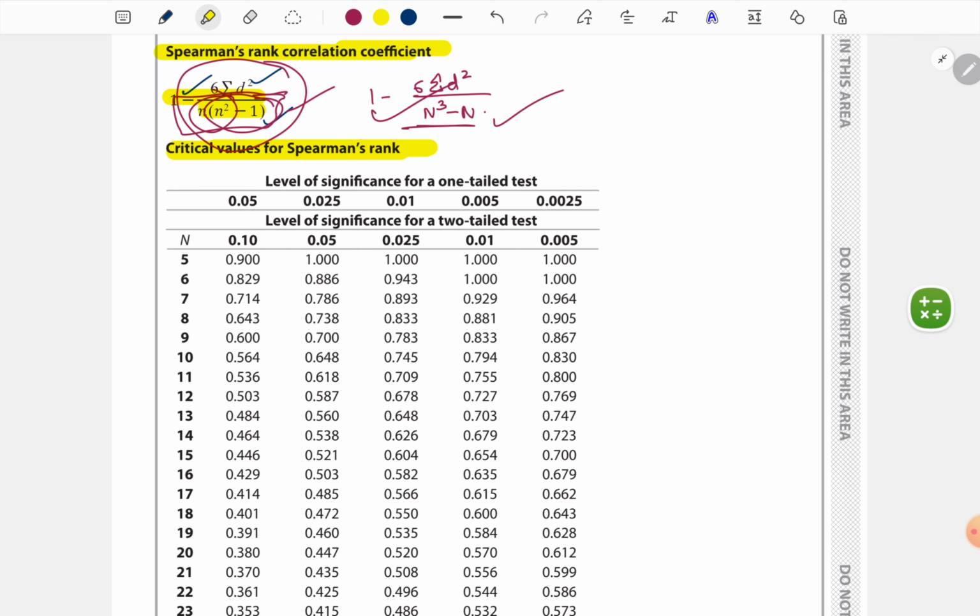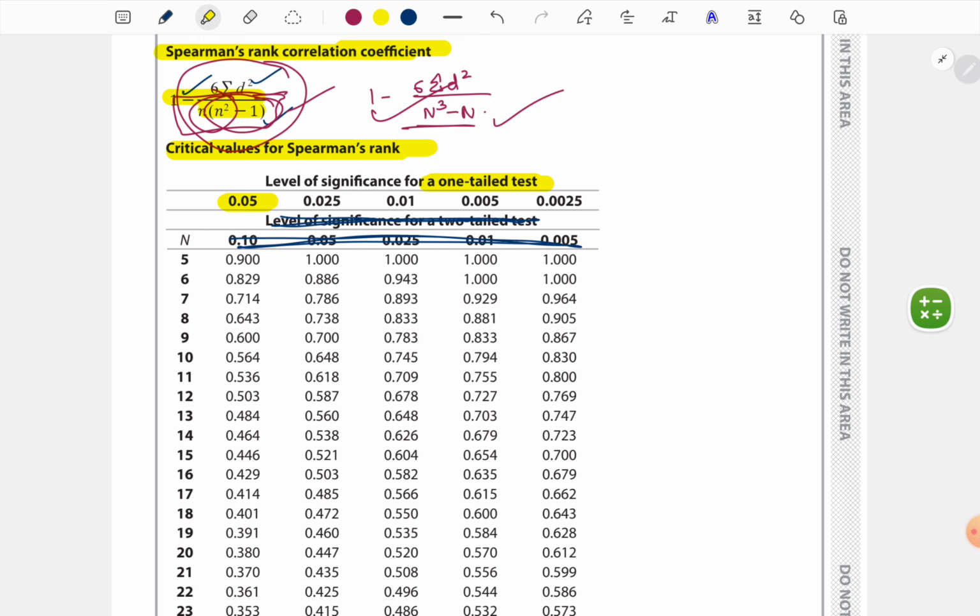Next is you look at your hypothesis, whether it's one-tailed or two-tailed. According to that, look at the significance level. Right now we are looking at one-tailed, so I am going to look under one-tailed for 0.05. I just need to ignore whatever is given under two-tailed. This is not relevant to me. So to avoid confusion, just don't look at those values. Okay, so just look under one-tailed. 0.05 is what you want.